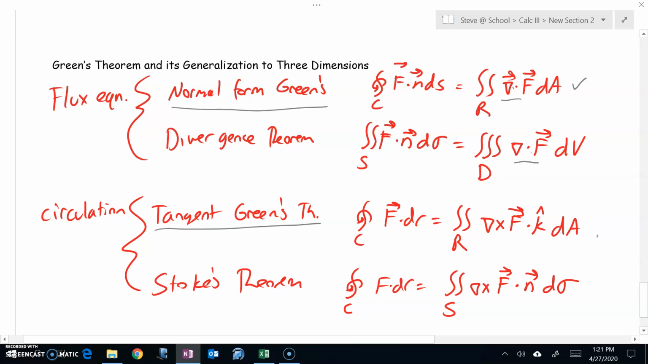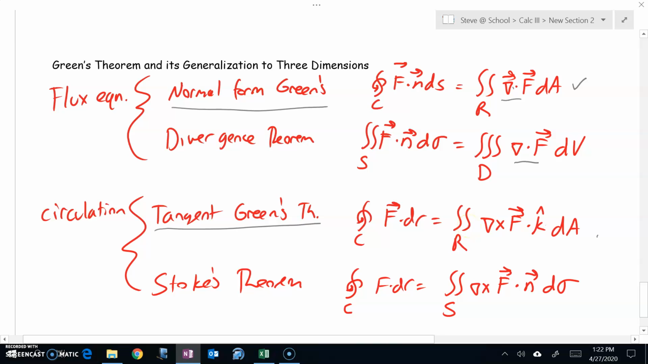For circulation, Green's theorem and Stokes' theorem is the same. Remember, for Green's theorem, we only ended up with the k component of the curl because, again, we were in 2D on the x and y plane. So we only had the k component of the curl, which is the del cross f, and then we integrated over the shadow, or the region that the curve was in.